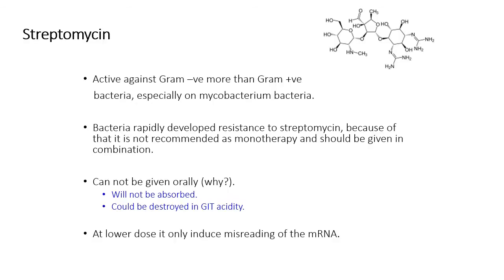Okay, let's move on now to streptomycin as an example of an important aminoglycoside. I think this is the first aminoglycoside actually discovered. Like many of the aminoglycosides, it's more active against gram negatives than gram positives. It's used for mycobacterium bacteria, so for example, tuberculosis causing bacteria. Unfortunately, resistance was rapidly seen, but it is still used in combination with other antibiotics. You can't give it orally, it's not absorbed and is destroyed by acid hydrolysis in the gut. At lower dose, it only induces misreading of messenger RNA.